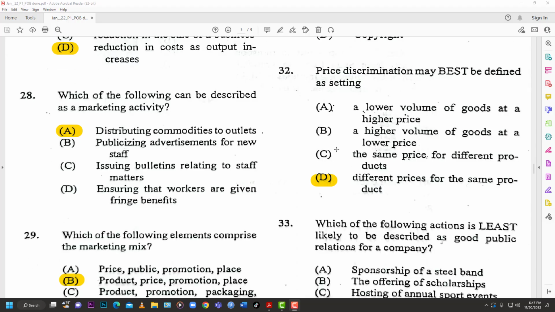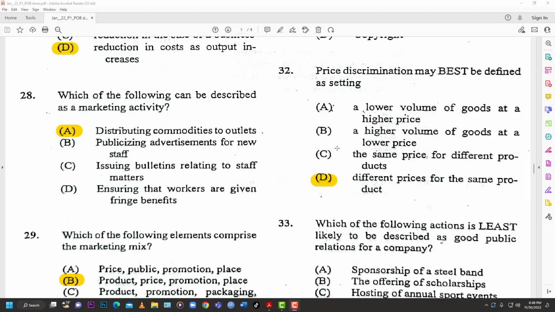32. Price discrimination may best be defined as setting... and so, discriminating. So you're doing one thing to one that you wouldn't do to the other. In this case, it is setting different prices for the same product. That's price discrimination. Example, you go to a barber shop, you're a child, your price would be different from an adult's, right? You're going to charge the child differently to the adult. So you have price discrimination for children versus adults.